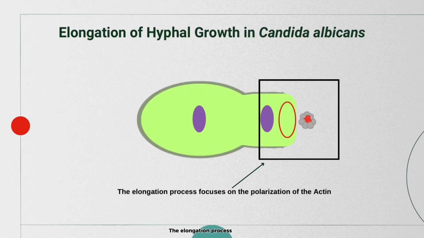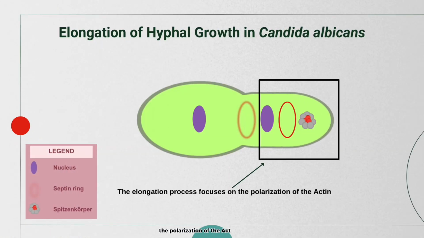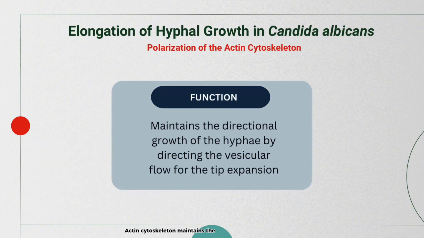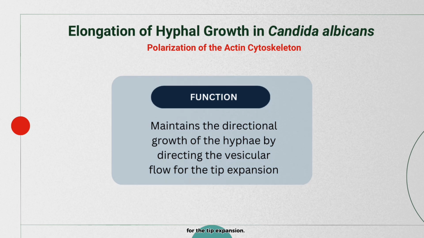The elongation process focuses on the polarization of the actin cytoskeleton, as it plays an important role in hyphal morphogenesis of C. albicans, regardless of cell type. The actin cytoskeleton maintains the directional growth of the hyphae by directing the vesicular flow for the tip expansion.